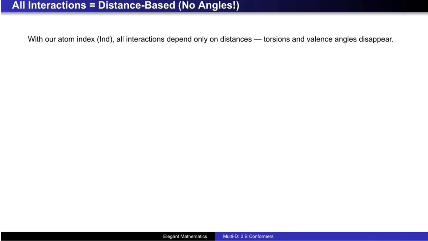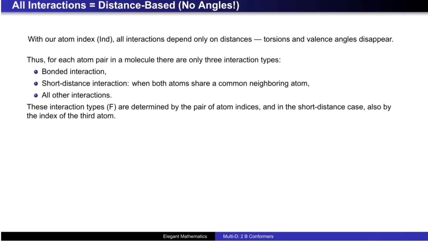Torsions and valence angles disappear. Thus, for each atom pair in a molecule, there are only three interaction types. First, bonded interaction. Second, short-distance interaction when both atoms share a common neighboring atom. And all other interactions. These interaction types are determined by the pair of atom indices, and in the short-distance case, also by the index of the third atom.